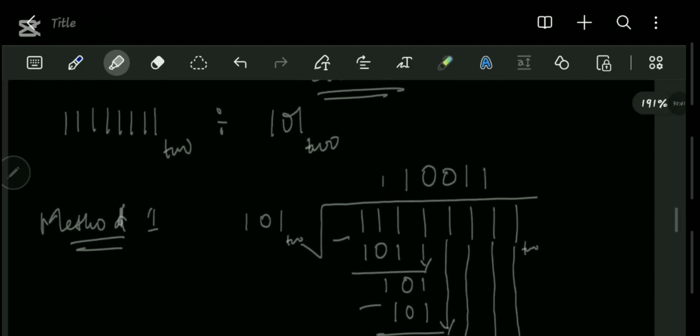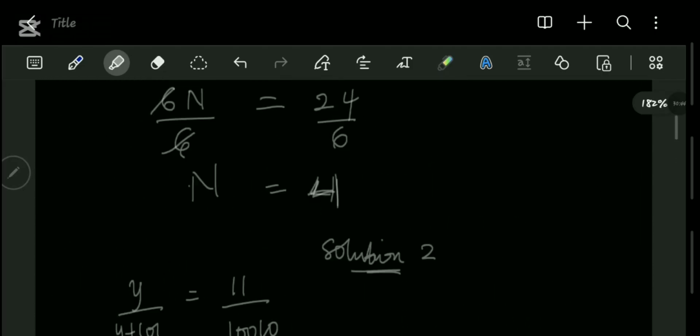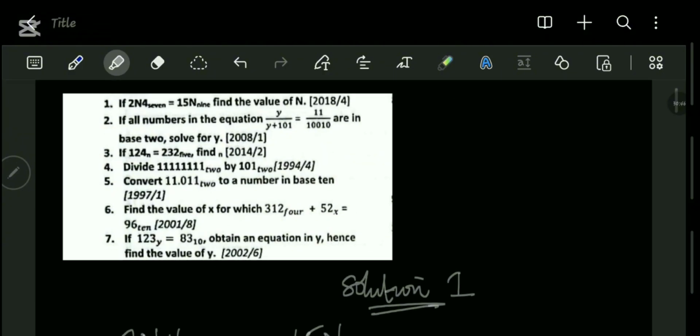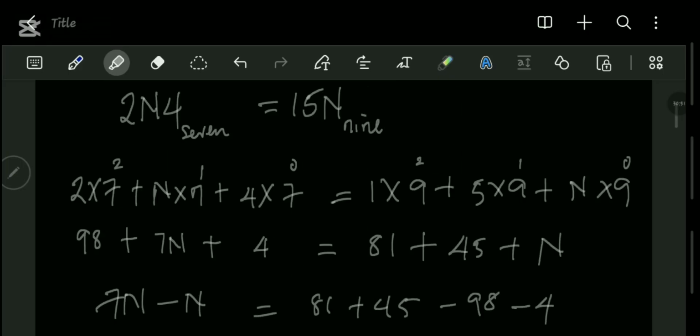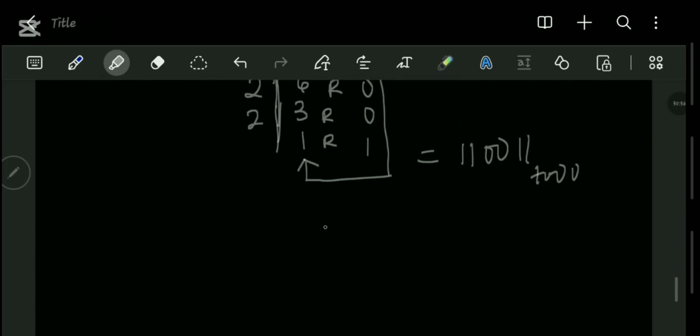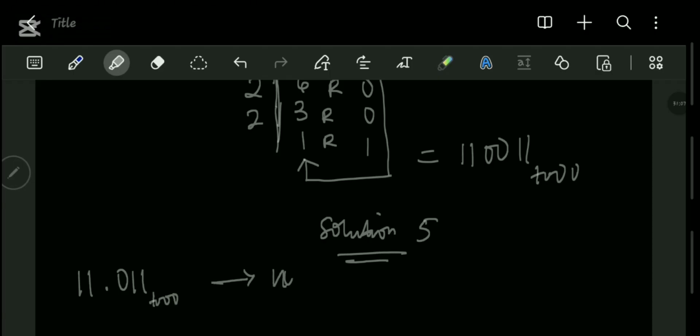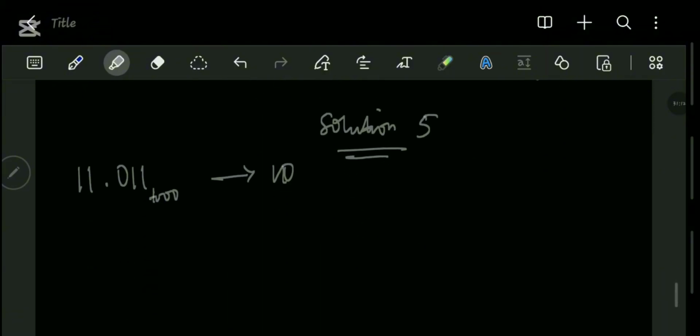So for the next question, that is question 5, we are asked to convert 11.011 in base 2. We are asked to convert it to a number in base 10, right? So we did this last week. We said we'll multiply each of them by the base if we're converting to base 10, right?